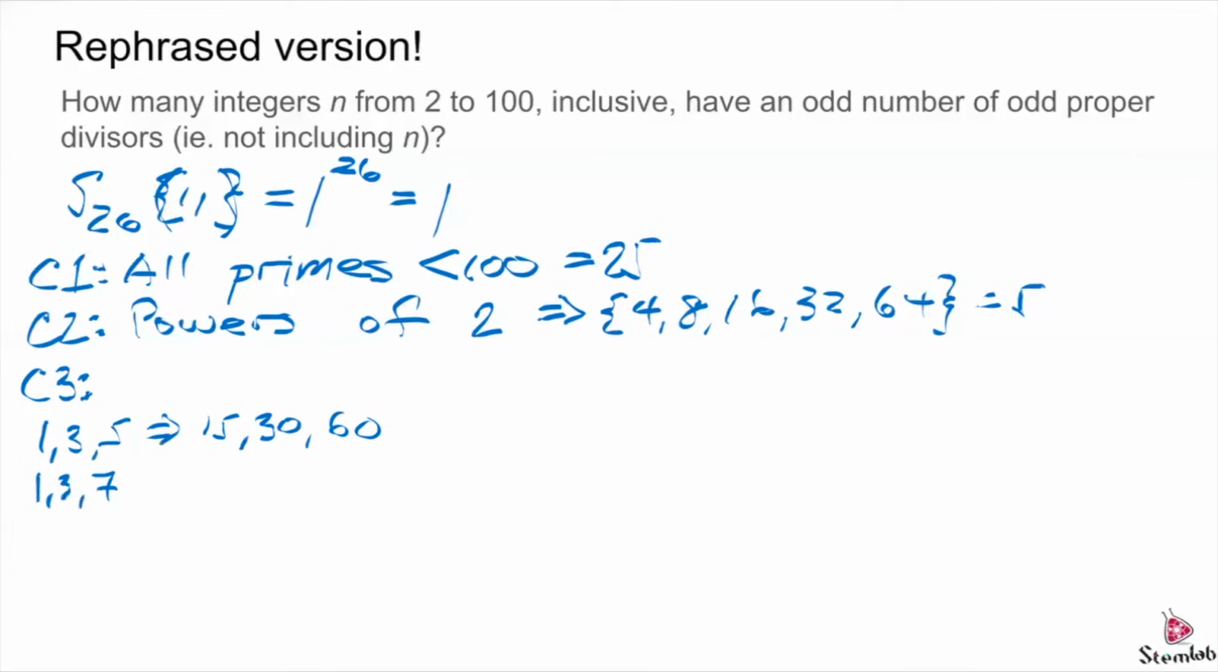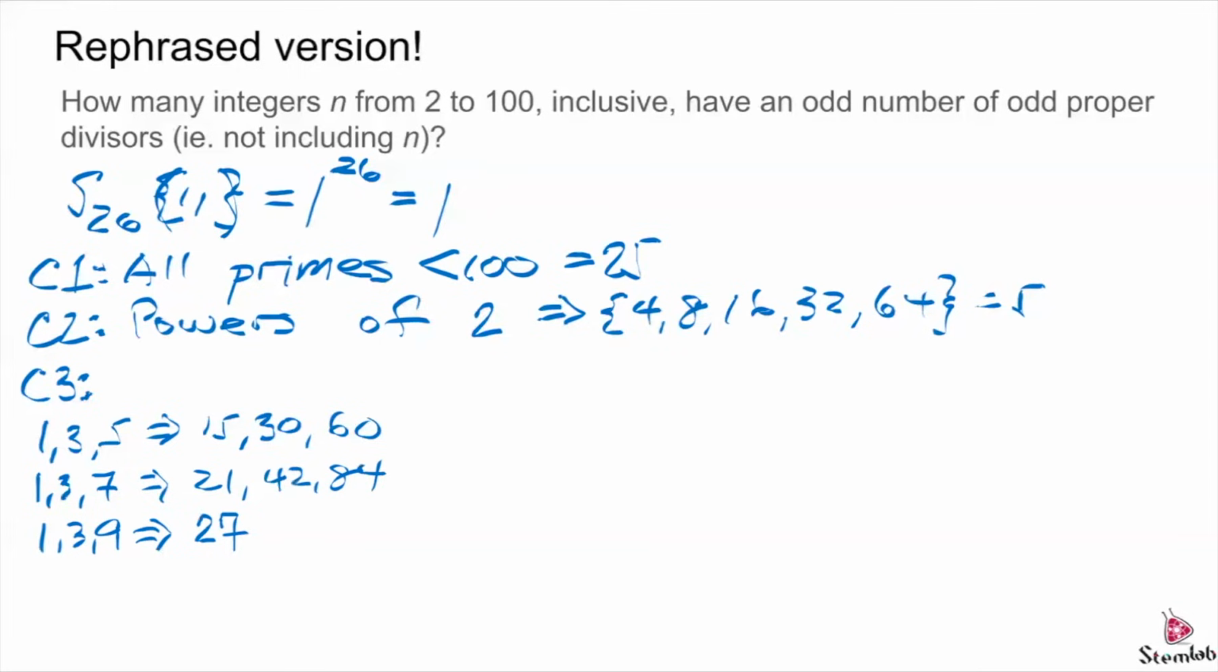1, 3, 7 gives us 21, 42, 84. 1, 3, 9, we have to be a little careful here. 9 is 3 squared. So 9 doesn't satisfy because 9 is not a proper divisor of 9. So here we only have 27. You might ask, why not multiply it by 2 and get 54? Well, if we get 54, then 27 gets introduced as a factor.